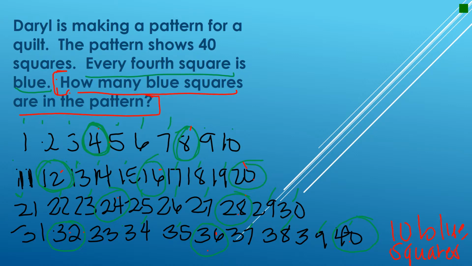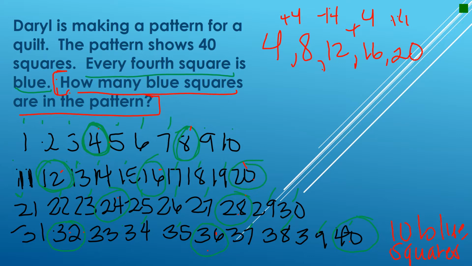Now, here's the other one that I saw. I saw somebody do this. They started out with 4 because they knew it was every 4. Then they added 4, and so that gave them 8. Then they added 4, which gave them 12. They added 4, which gave them 16. Added 4 more, gave them 20. Added 4 more, 24. Plus 4 more, 28. Plus 4 more, oops.